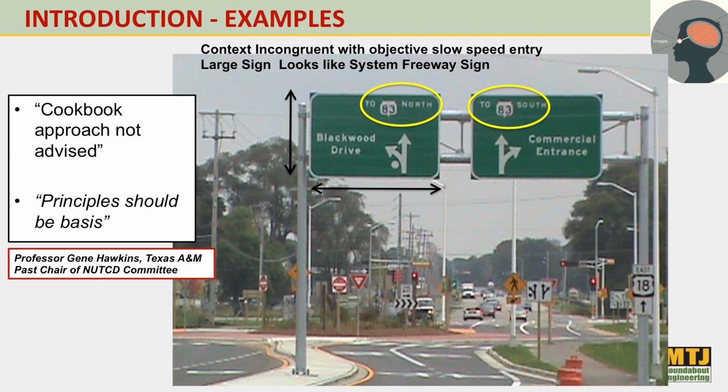Here's a US example, a project of mine, where I use this as an example of lots of information overhead. This region has sort of a cookbook approach for signing. If it's multi-lanes, they put all the information on the sign. You end up with very large overhead signing, which I think are incongruent for the slow speed approach at a slower speed roundabout. They look like freeway signs and interchange type signage, which is a high speed facility. Gene Hawkins, who was the chair of the MUTCD committee in the development of the current 09 MUTCD, says cookbook approaches are not advised and that it should be on a principles basis.